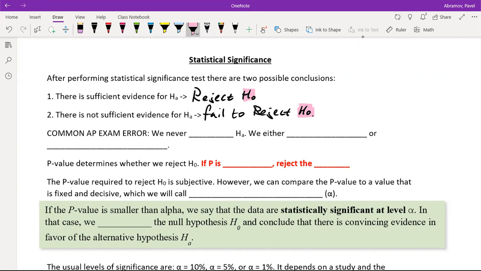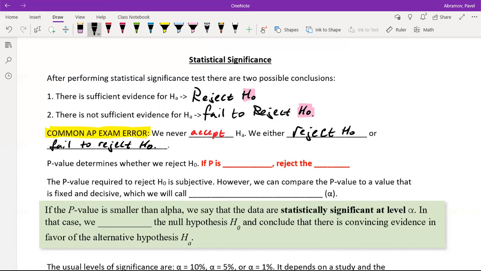Now, I just had to correct myself when saying accept the null hypothesis because that is a very common AP exam error. One of the most common AP exam errors is the following. Or I guess that's not the error, but what you should never do. We never accept the alternative hypothesis. We either reject the null hypothesis or we fail to reject the null hypothesis.